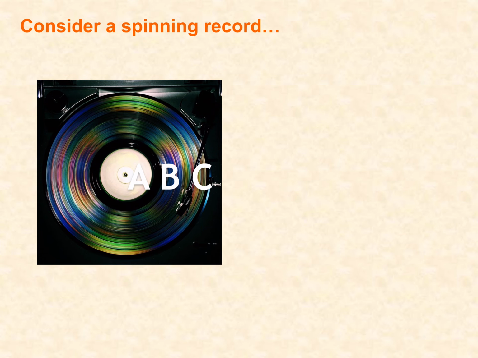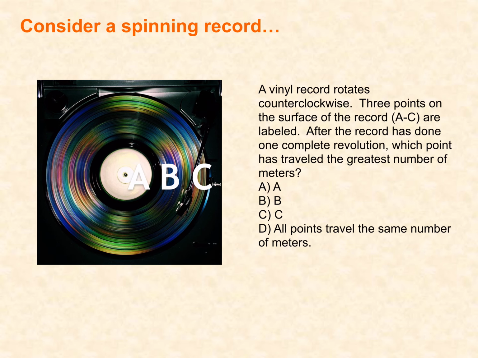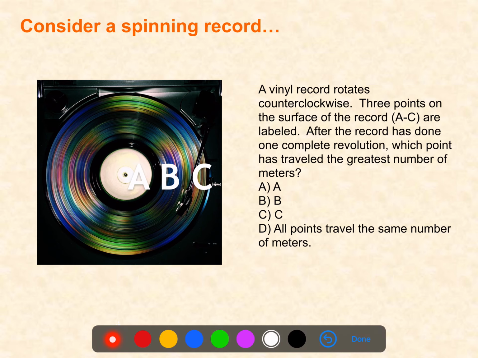So let's consider a spinning record. I want to ask you a question as you look at this picture of a spinning record. I want you to think about the points indicated on the record: point A here, point B, and point C. As you're considering this record, it is spinning counterclockwise, so we'll indicate that as motion in this direction.